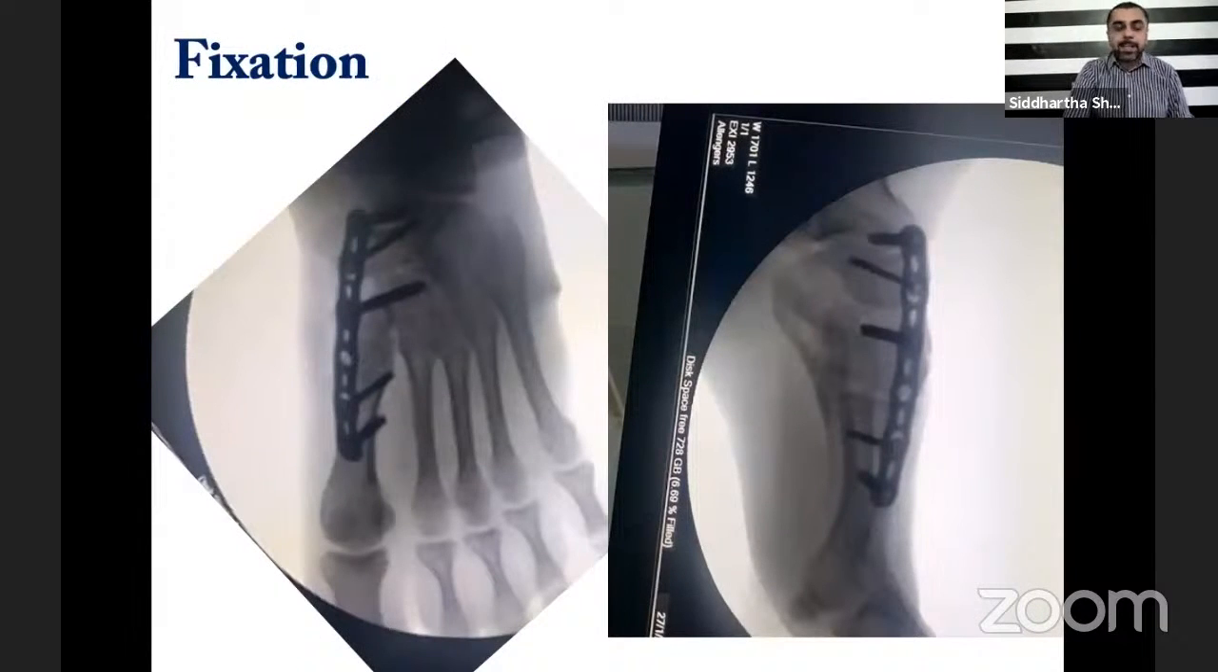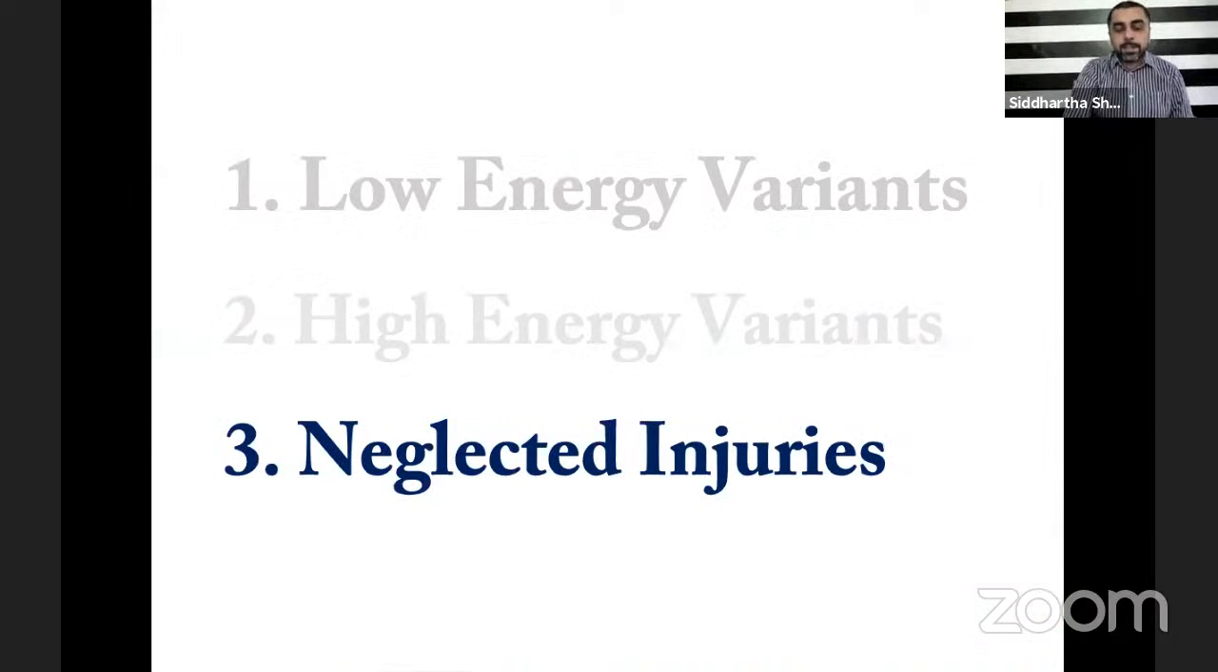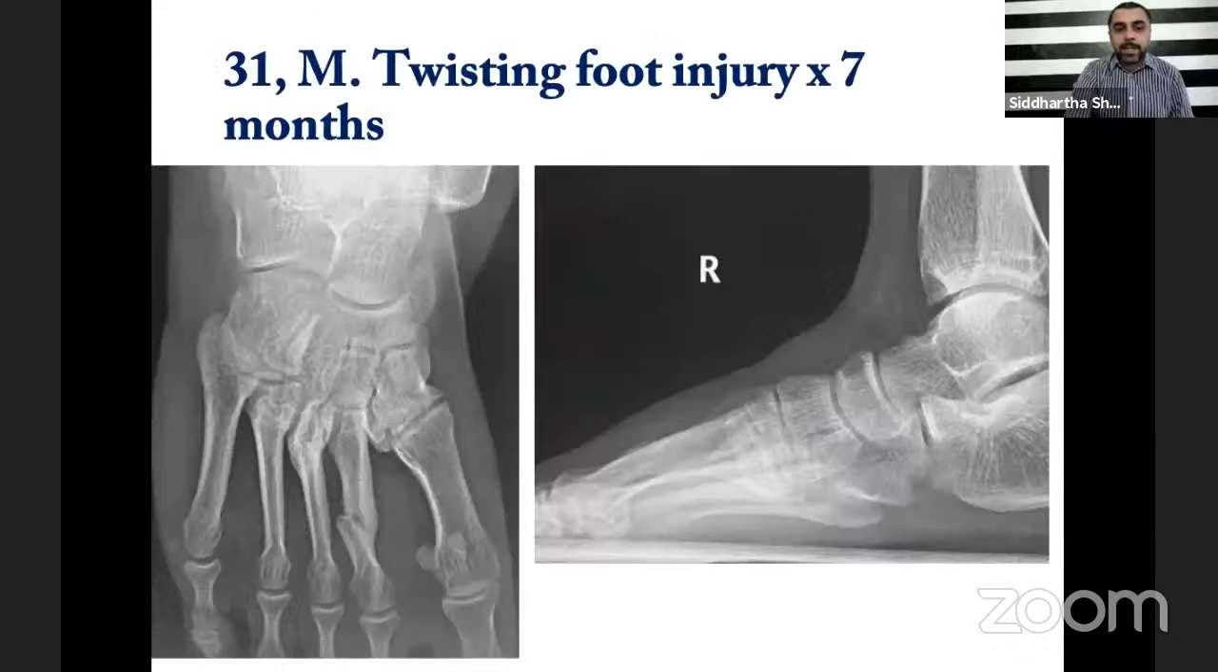So in this case, as I told you earlier, a bridge plating procedure was done. We bridged across from the metatarsals into the navicular and also addressed the intercuneiform instability. The other rays were okay, so we left them as such. So moving on to the third part, the neglected injuries.